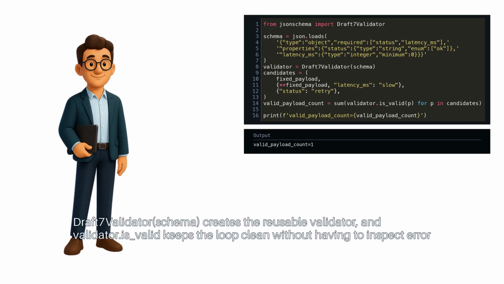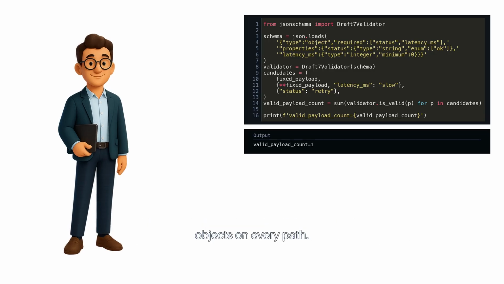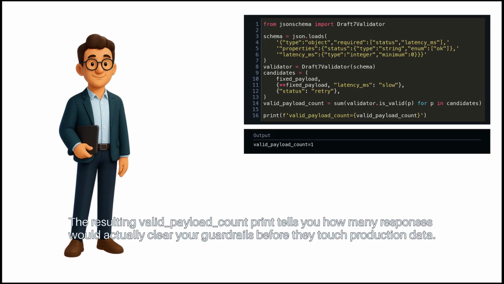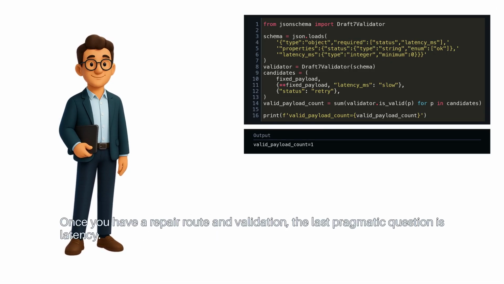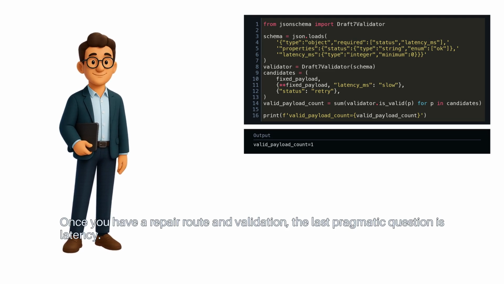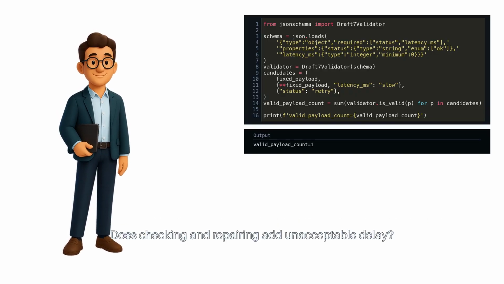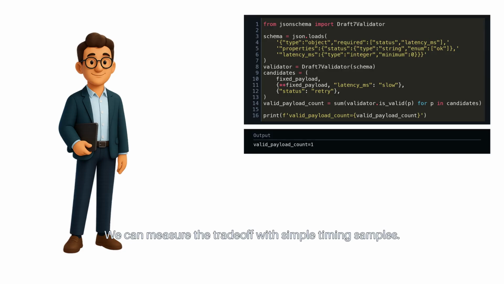Draft7Validator(schema) creates the reusable validator, and validator.is_valid keeps the loop clean without having to inspect error objects on every path. The resulting valid payload count print tells you how many responses would actually clear your guardrails before they touch production data. Once you have a repair route and validation, the last pragmatic question is latency. Does checking and repairing add unacceptable delay? We can measure the trade-off with simple timing samples.